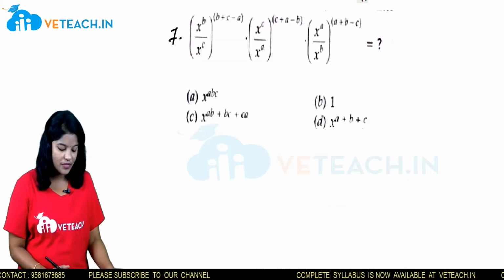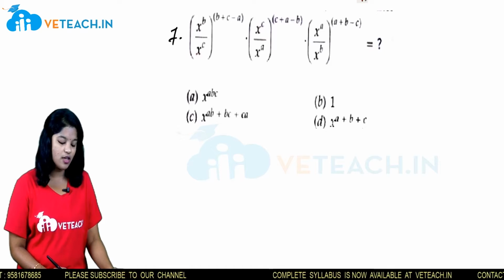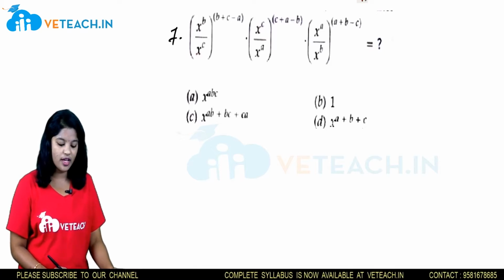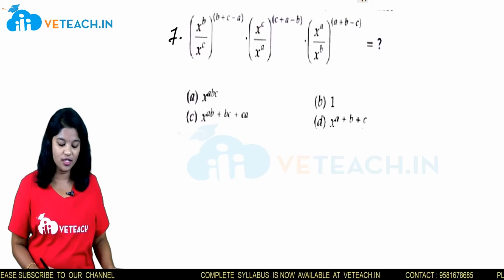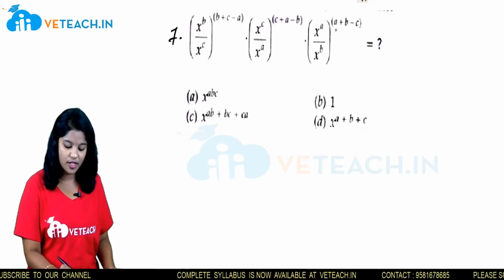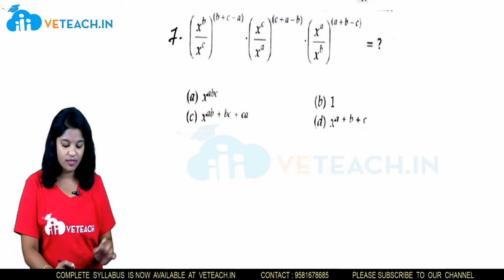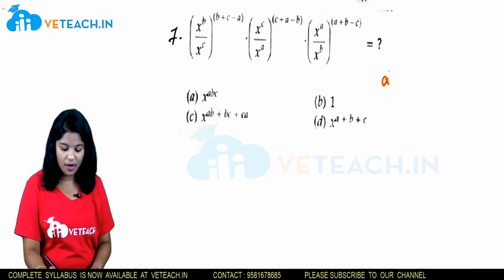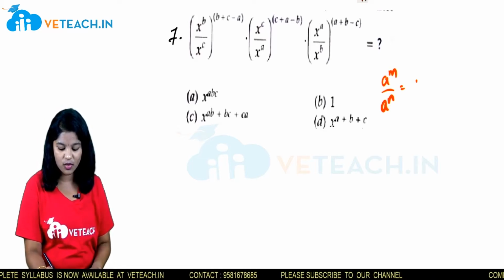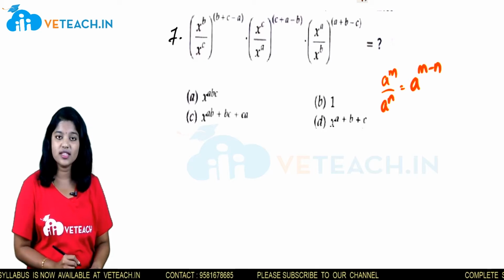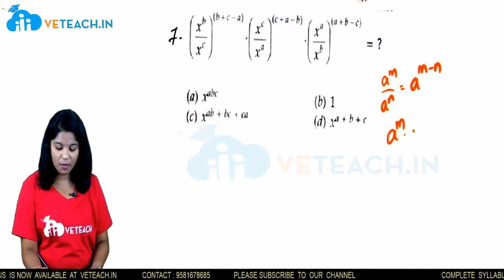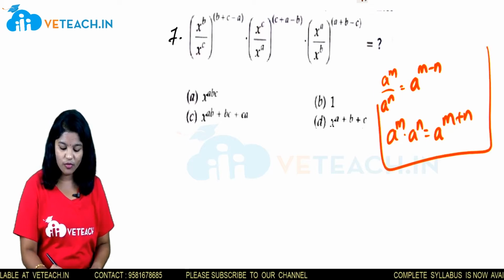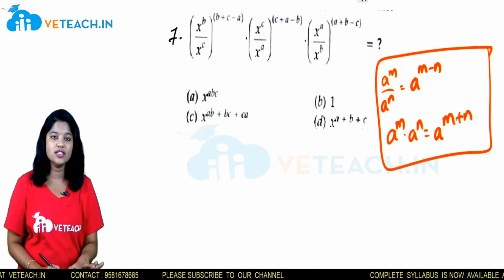See the next problem. (x^b / x^c)^(b+c-a) times (x^c / x^a)^(c+a-b) times (x^a / x^b)^(a+b-c). We should find the value of this expression. So first we have the formula a^m / a^n is equal to a^(m-n), and we have another formula a^m times a^n is equal to a^(m+n). So we will use both these formulas to solve this expression.